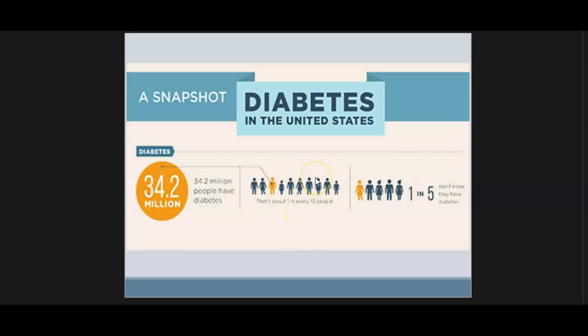I think on the PowerPoint PDF that you have, it says 29 million. But this is a more updated number where 24.2 million Americans have diabetes. That's about 1 in every 10 people. And about 1 in 5 people don't know that they have diabetes. So diabetes in the United States is an epidemic for sure, and it seems to be just getting worse, which is really, really upsetting.